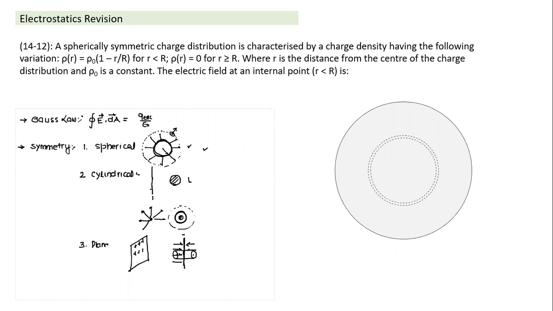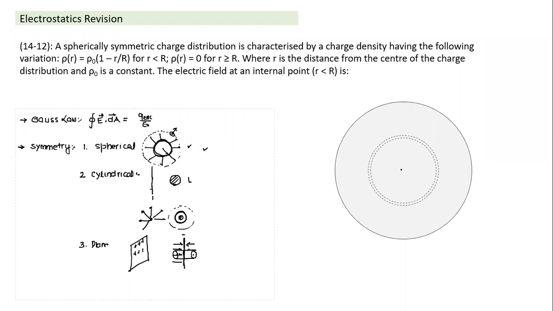Something like this is given. Let's understand this part. A spherically symmetrical charge distribution is given, with density rho naught times (1 minus small r by capital R). When r is equal to 0, it is rho naught. At the surface, the volumetric charge density becomes 0. It is a function of distance from the center and doesn't depend on orientation. That's why it is a spherically symmetrical charge distribution. What we need to find, and there's no charge beyond, something like this.